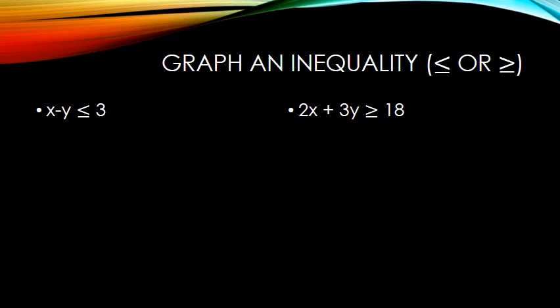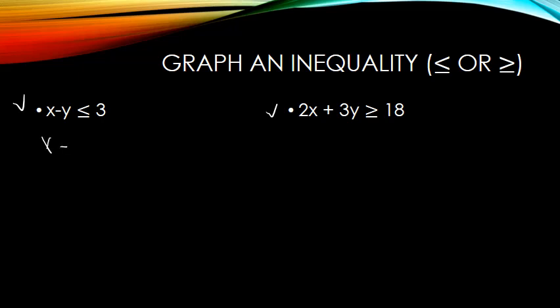The first thing that we've got to do, we're given a couple of inequalities here: x minus y is less than or equal to 3, and 2x plus 3y is greater than or equal to 18. The first thing we've got to do is get these in more of a y, slope-intercept form, I guess would be what I would say.